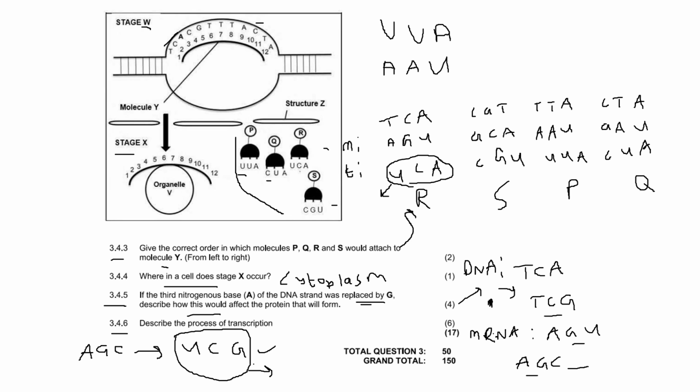Meaning if DNA was TCA, we're going to form an mRNA of what? AGU. If DNA was CJT, we'll form an mRNA of what? GCA. Because one strand will be used as a template. And for those who want a detailed or point form version, please check my playlist. I've done definitions of the whole transcription, so you can check my playlist there.